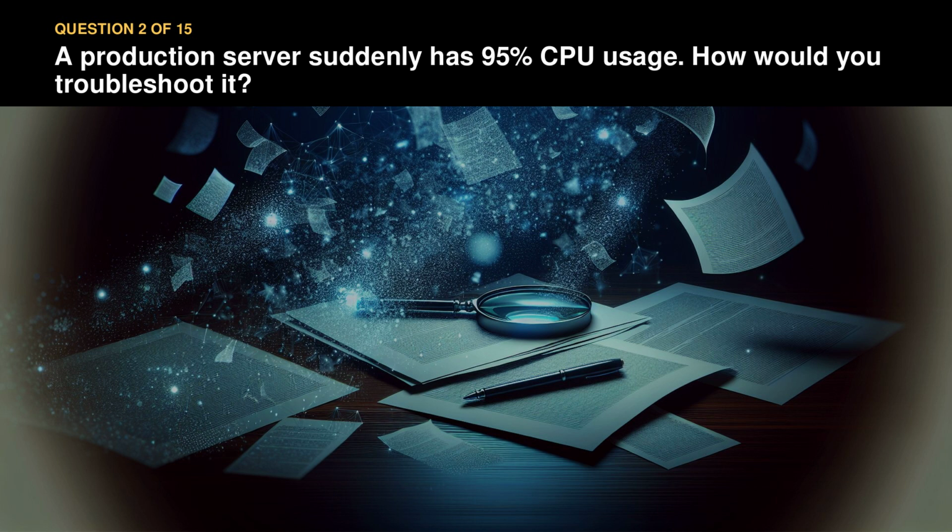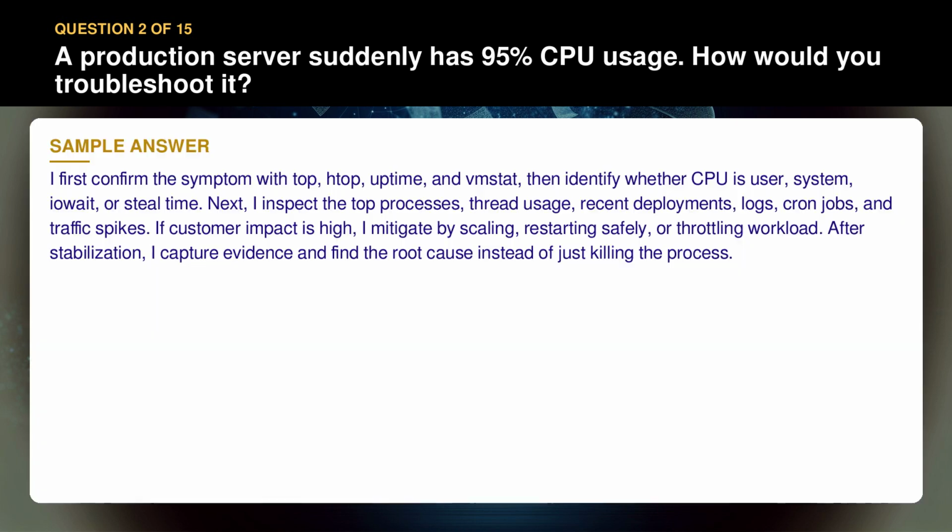Question 2. A production server suddenly has 95% CPU usage. How would you troubleshoot it? I first confirm the symptom with top, htop, uptime, and vmstat. Then identify whether CPU is user, system, IO wait, or steal time. Next, I inspect the top processes, thread usage, recent deployments, logs, cron jobs, and traffic spikes.